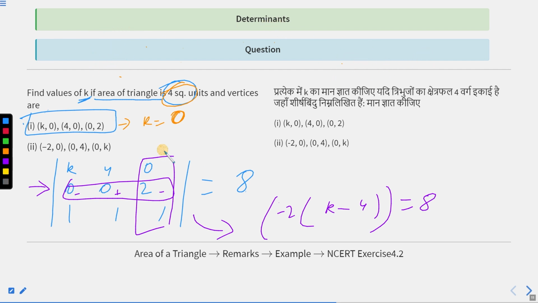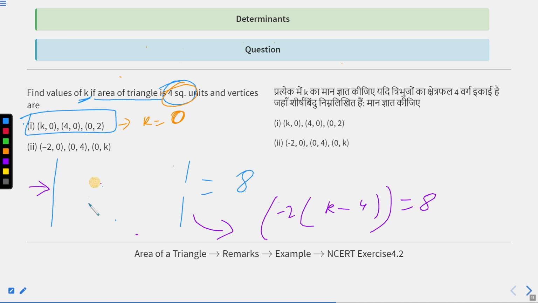In the second part, I have to change things. So this will be half of the determinant with rows minus 2 0 0, 0 4 k, 1 1 1. And this will also be 8. So in other words, this will still be 8.